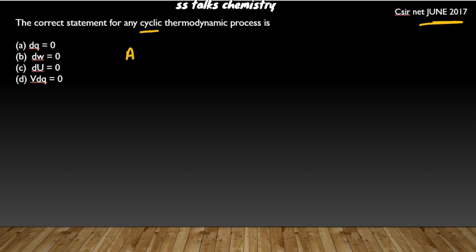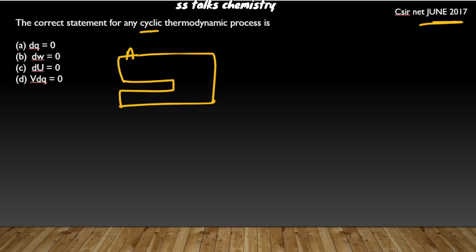Suppose this is the point A. From this you are starting, you are going like this, a particular route you are following. So here again you are coming back to the final position only. This is again your initial and the final position, which means it is a cyclic process.